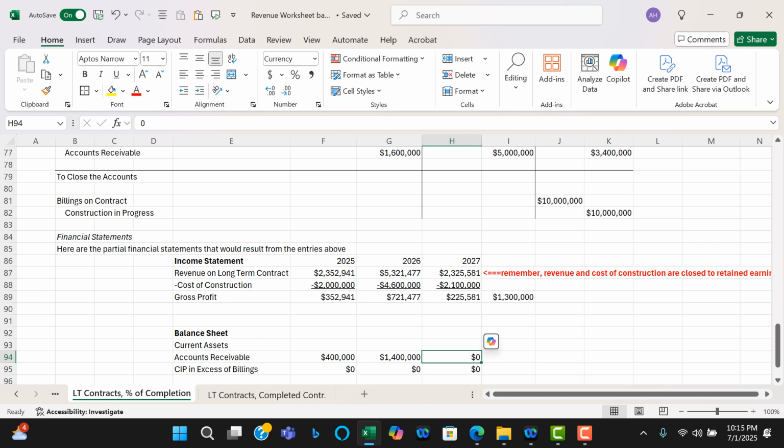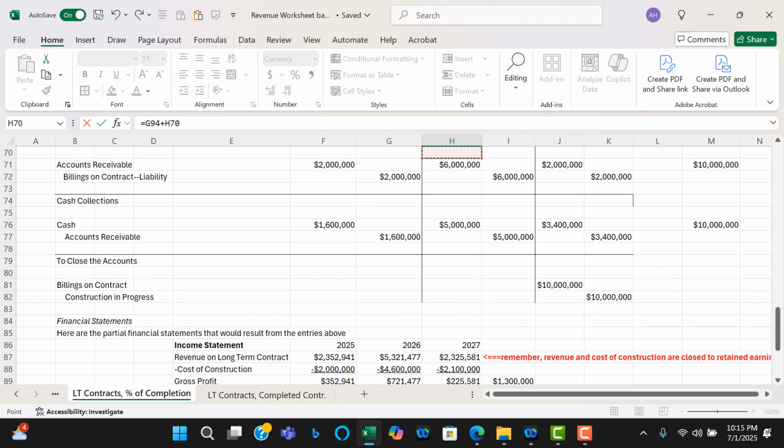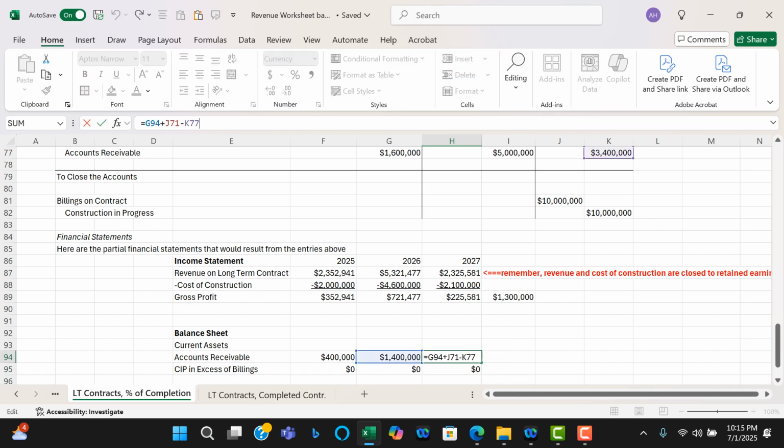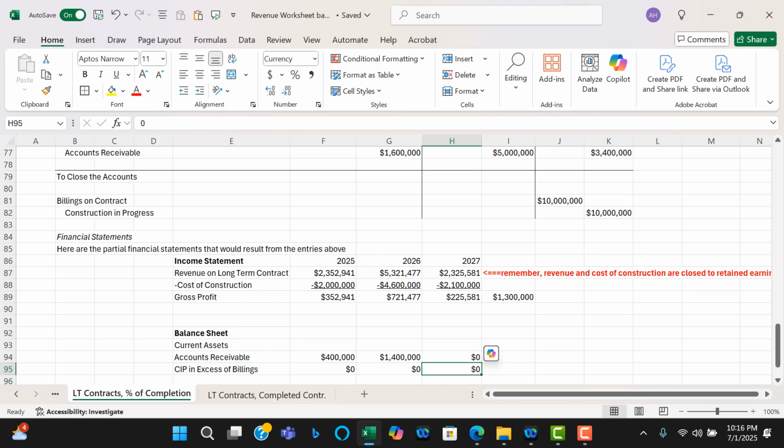And at the end of the third year, you take your beginning balance plus your billings of 2 million minus your collections of 3,400,000. So you end up with 0. Basically, you've cleaned up the account. The account's clean. You collected all your accounts. Okay, so that gives you 0. Notice that I did use an equation, and it's those 3 items right there.